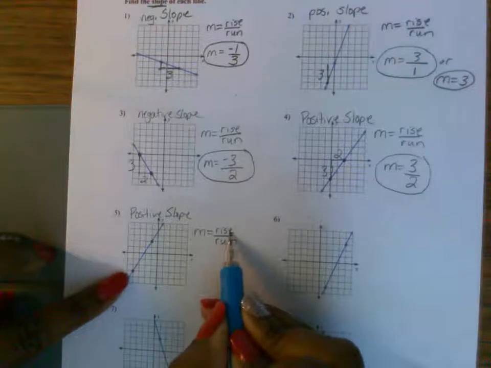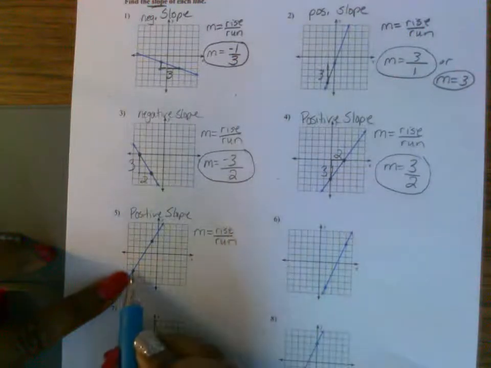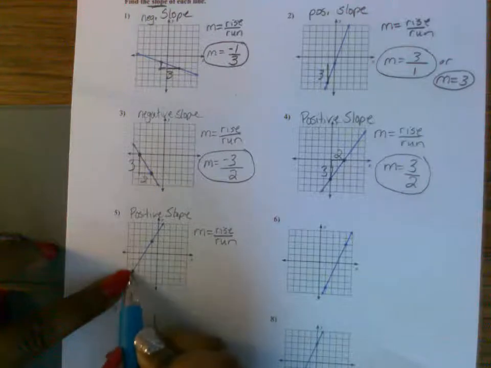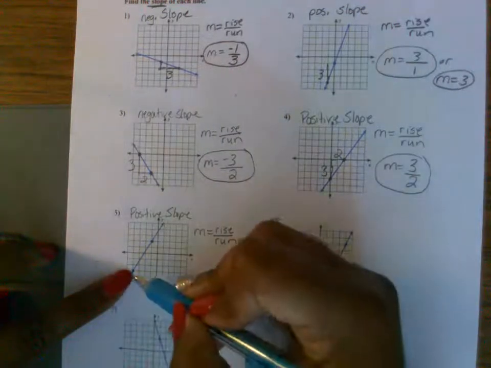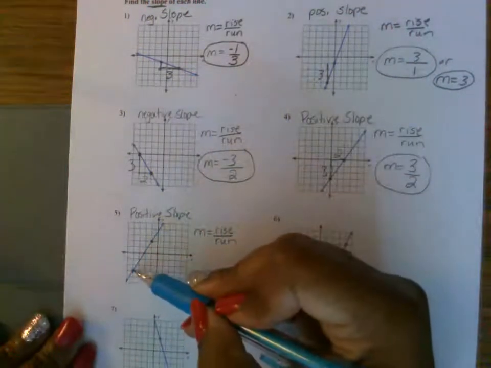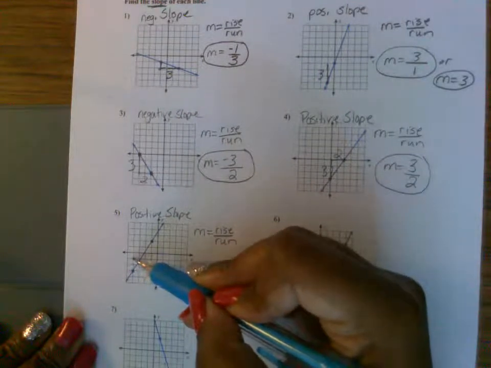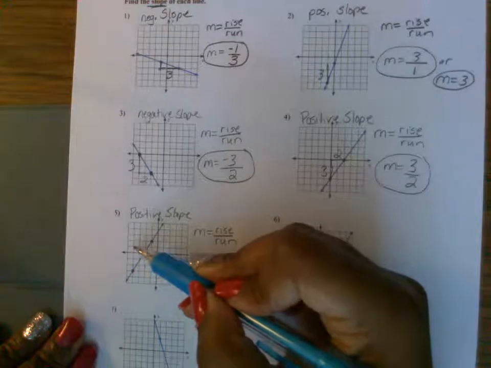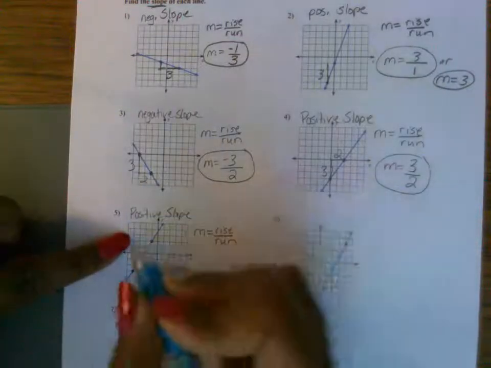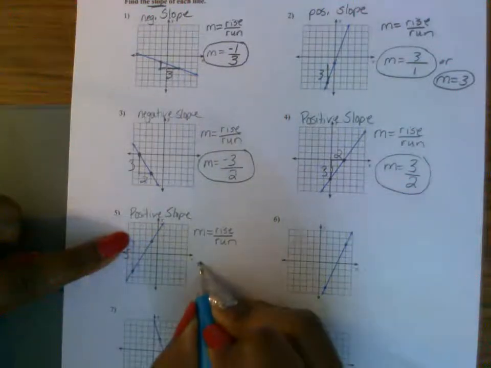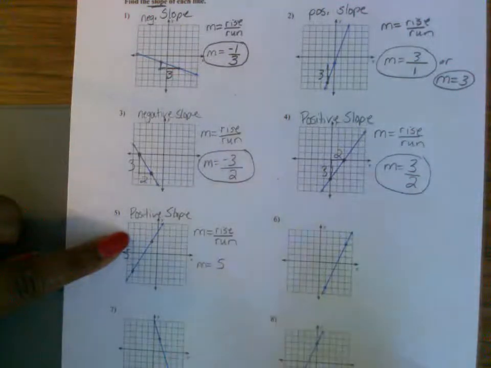My rise is my up or down. To get from this point to this point, I have to go up, okay? So I'm going to count how far I go up. Watch me count from here to here. This is 1, 2, 3, 4, 5. So I went up 5, okay? So my top number is 5, a positive 5.